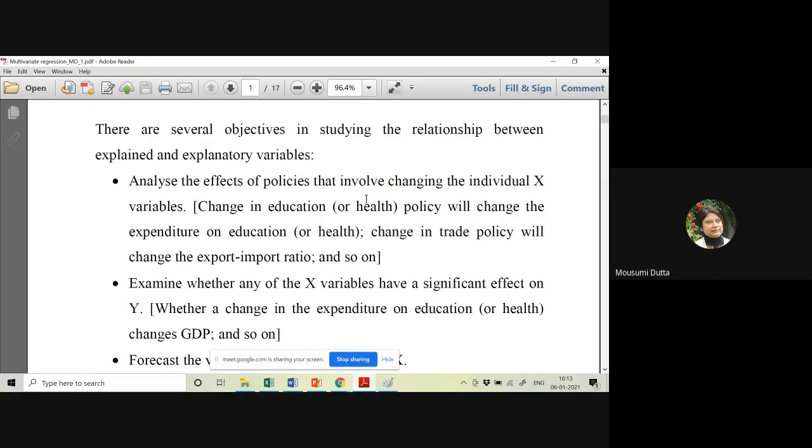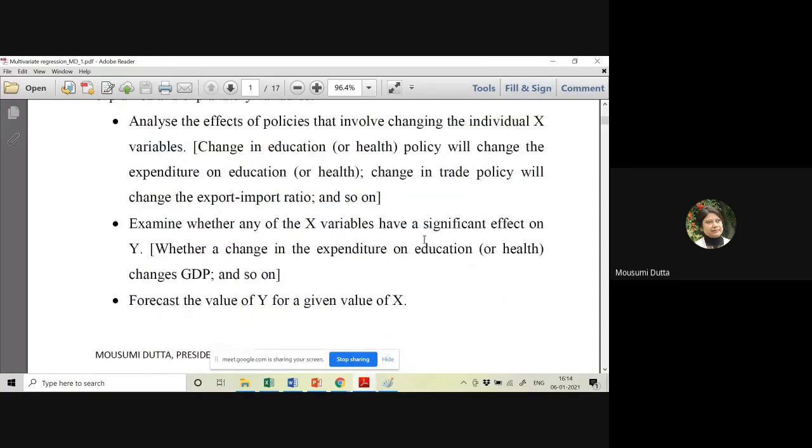Analyze the effects of policies that involve changing an individual X variable. For example, if we change the expenditure on education or on health, whether that will result in greater output in the economy, or if we make certain changes in trade policies, whether the export-import ratio will change or not. So in X we are considering this kind of expenditure or trade policy, etc.